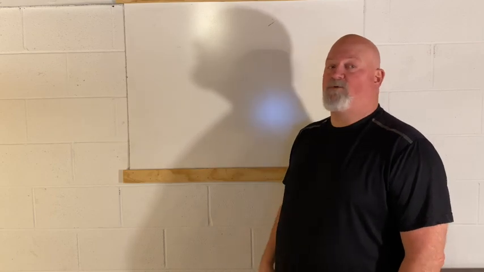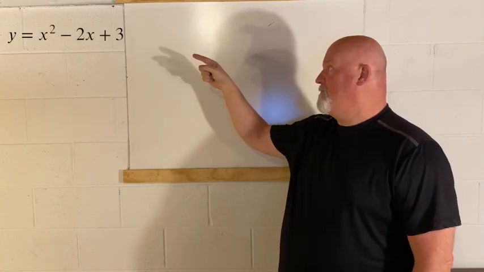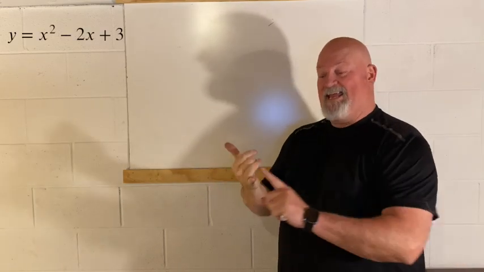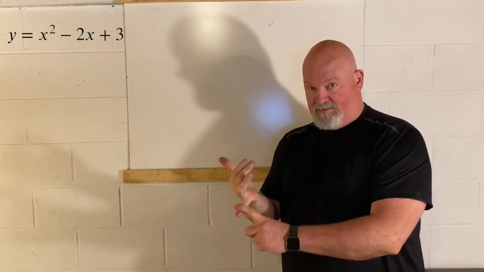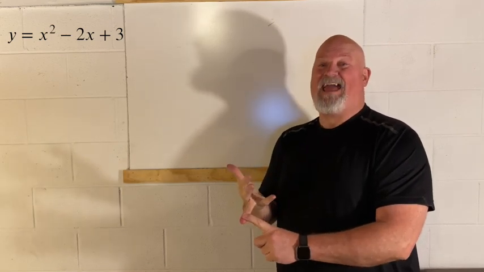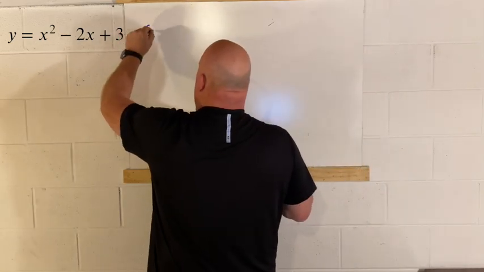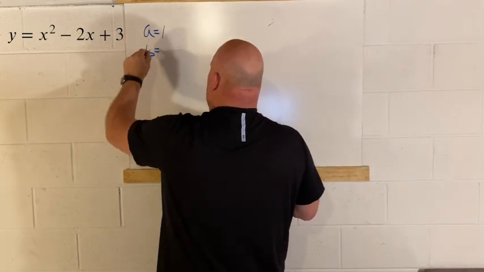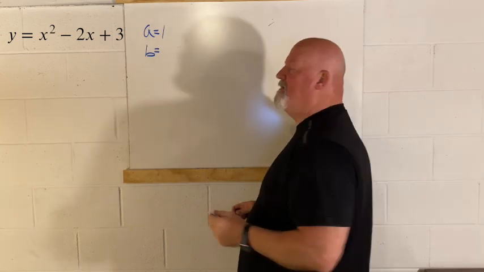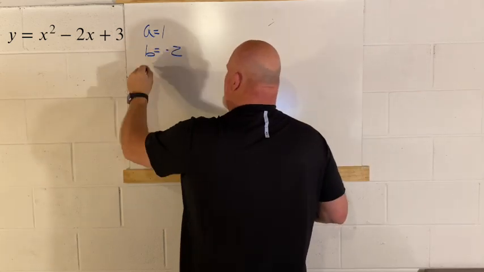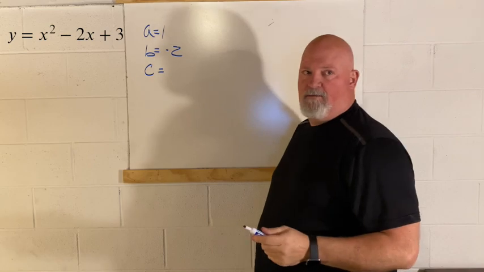Y equals x squared minus 2x plus 3. Okay? First of all, before you do anything, is it in standard form? Yes. Second, let's identify A, B, and C. So A is 1, B is -2, and C is 3.